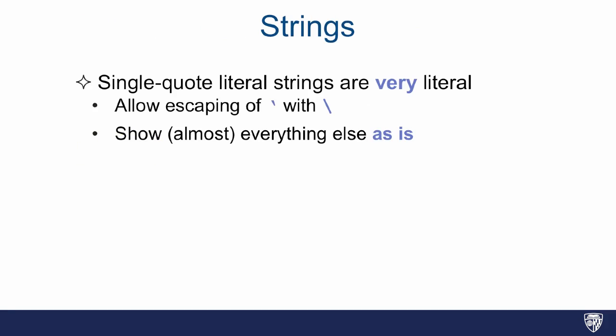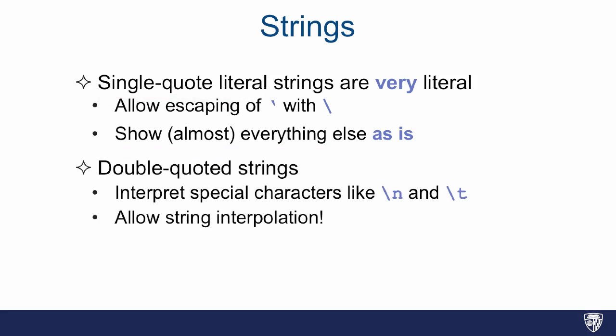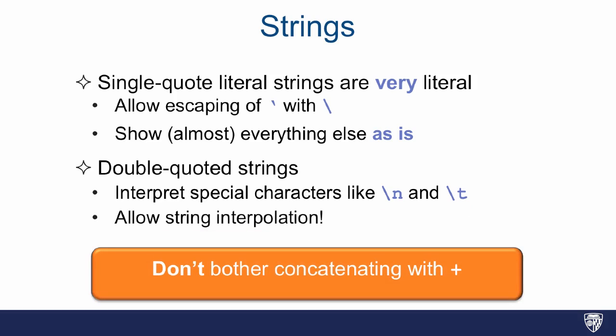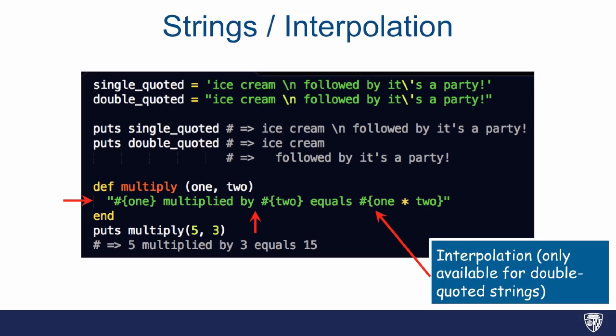So Ruby has a single quote literal string, and the single quote strings in Ruby are very literal. They show almost everything as is. Double quoted strings have certain special characters, like for example, \n for new line or \t for tab. And also another very interesting feature that they have is they allow string interpolation. So if you're used to, from other languages, concatenating strings with a plus, forget about it. And we'll see an example of this in a minute.